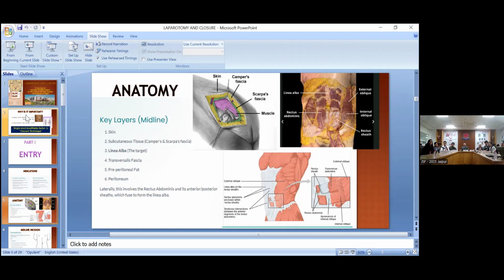Below the linea alba comes the preperitoneal fat, in the upper part the falciform ligament, and below that lies the peritoneum, which ultimately gives us the entry inside the abdomen. So this anatomy is in the midline.